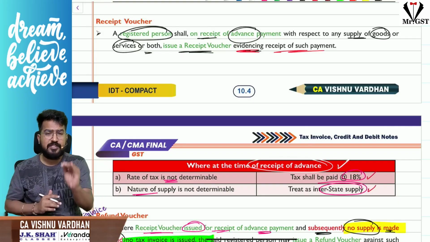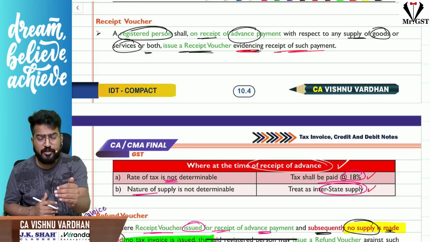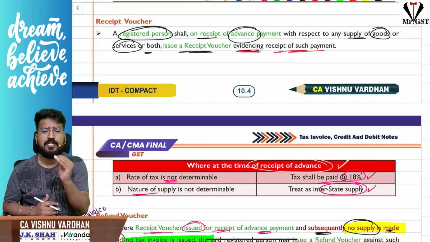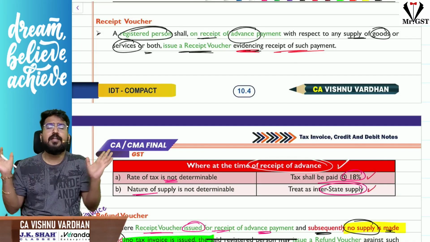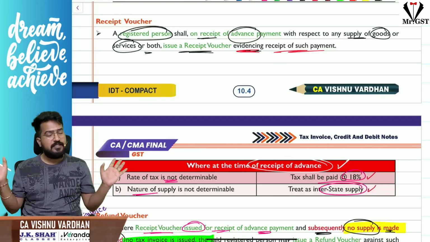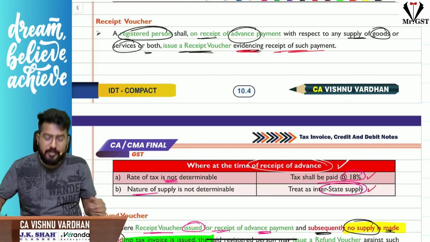Am I clear? So receipt voucher, I repeat, to acknowledge the receipt of advance, we issue a receipt voucher. And if you are not sure at the time of taking the advance whether it is intrastate supply or interstate supply, treat it like interstate supply. And if you are also not sure about the tax rate, then take 18% as the GST rate. Later on we can adjust the things. That is all about receipt voucher.